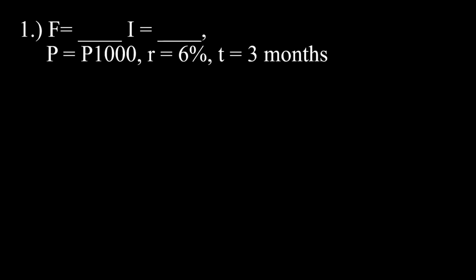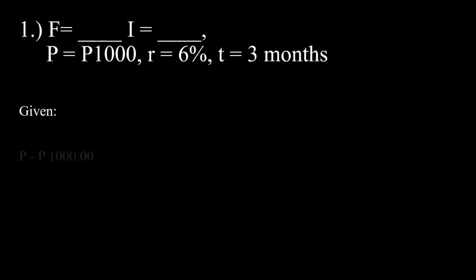This is our problem number 1. The future value is unknown. The interest is also unknown. The principal is 1,000 pesos. The rate of interest is 6%. And the time or term is only 3 months. Notice that this is not in years. The time, the term for simple interest, is expressed in years. So we have to convert these 3 months into years.